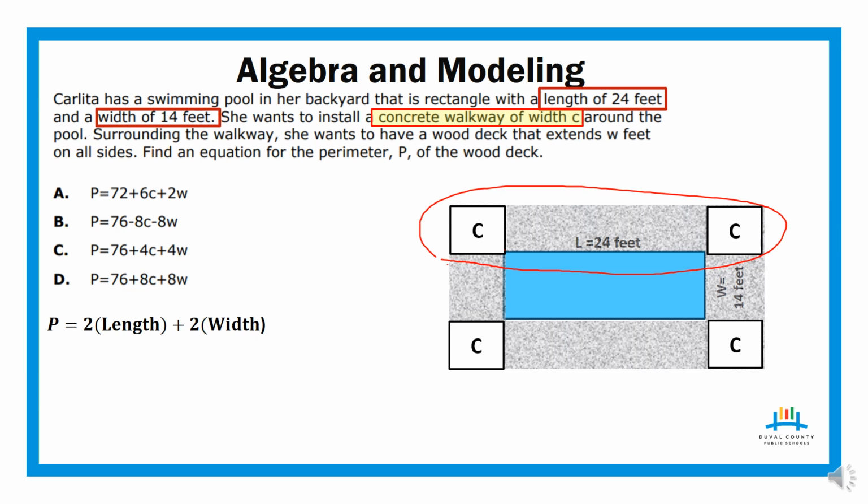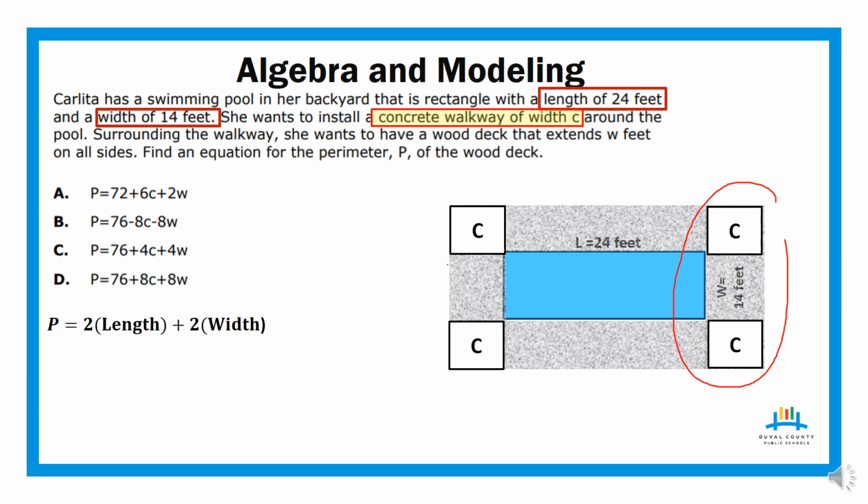When we find the width, we're going to have to include these two C's again on this side. And there'll be a right and a left to the pool, so it's going to be times 2. So it's a little tricky. If we don't include these C's, then we're going to have a hole in our concrete.